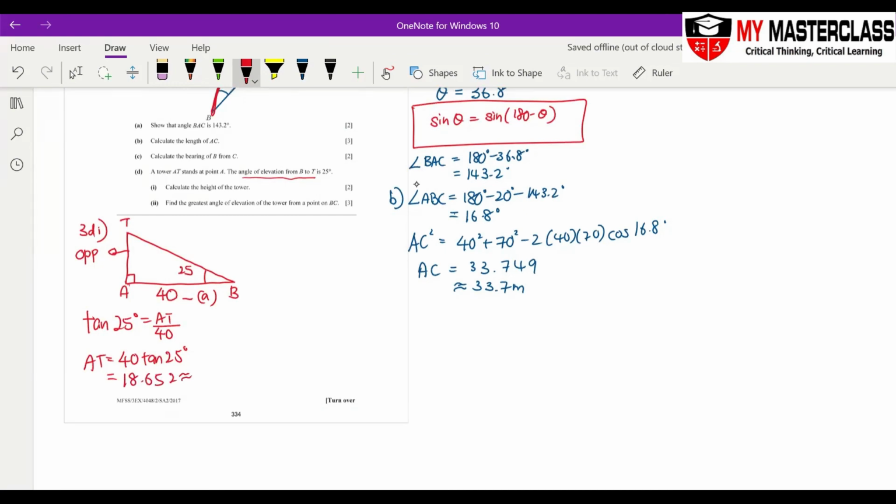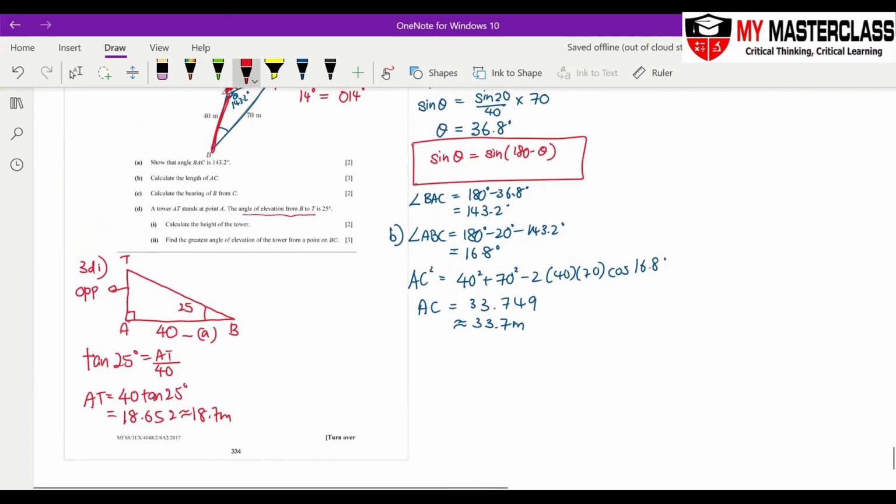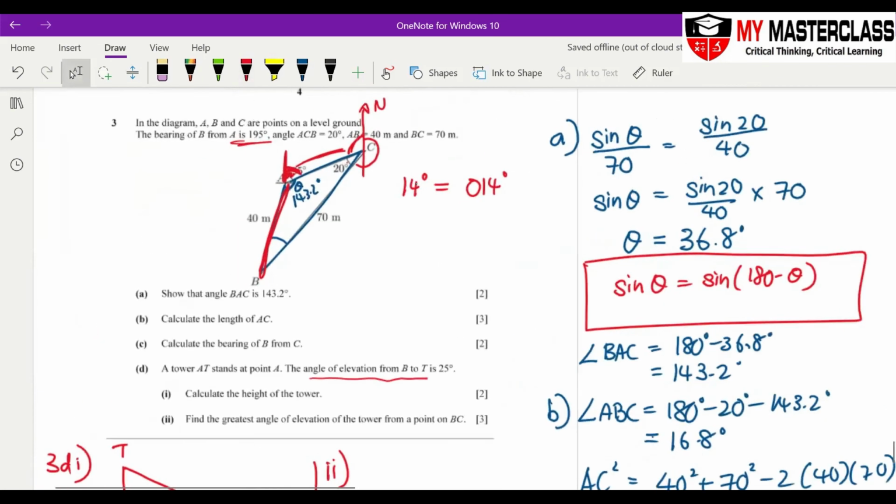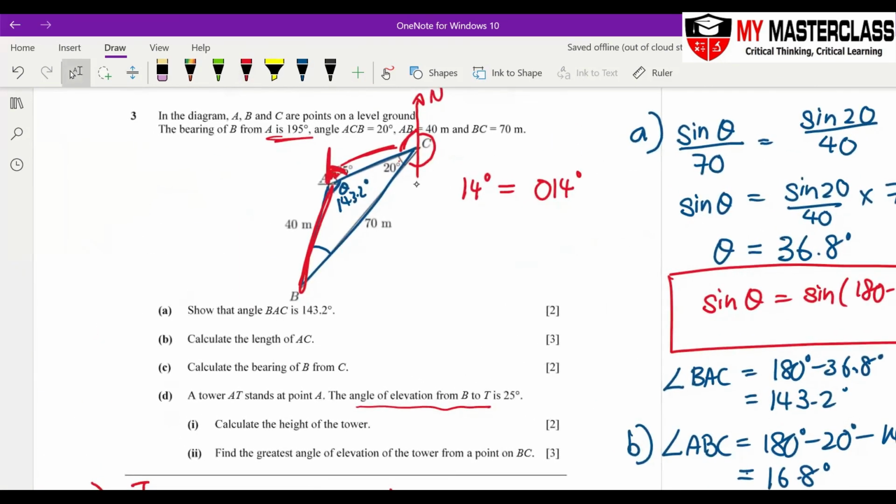18.652, which is 18.7 meters. But listen here. Part D part 2. Students always don't know this one. Find the greatest angle of elevation. Now, how do you know when is the greatest angle of elevation?